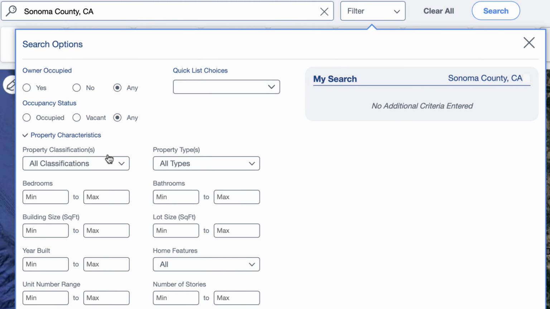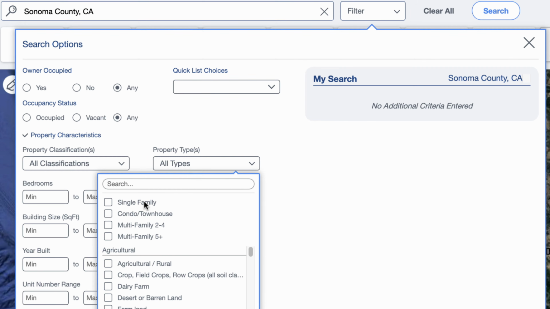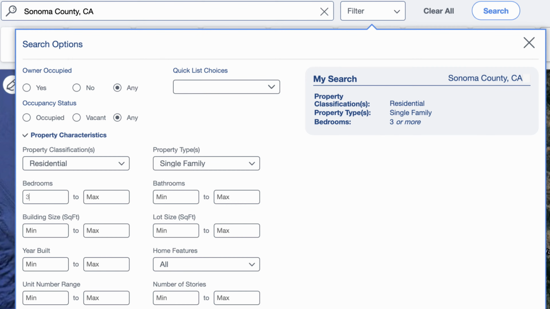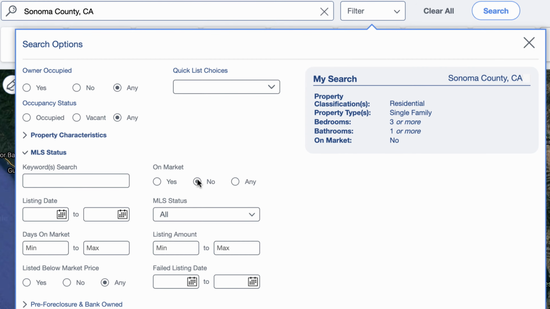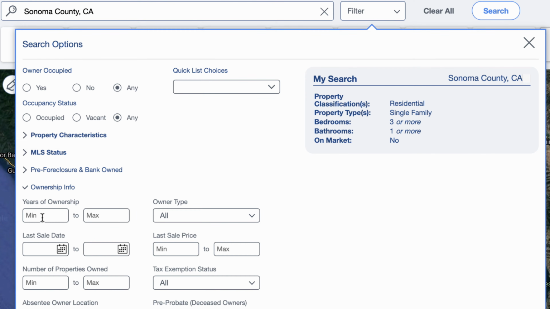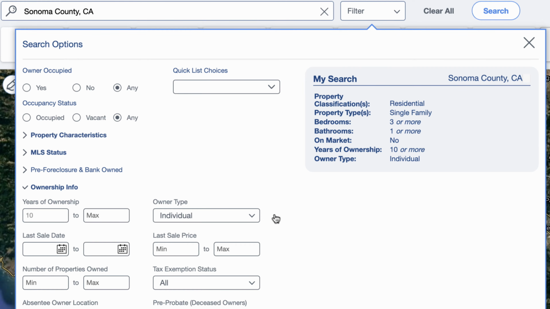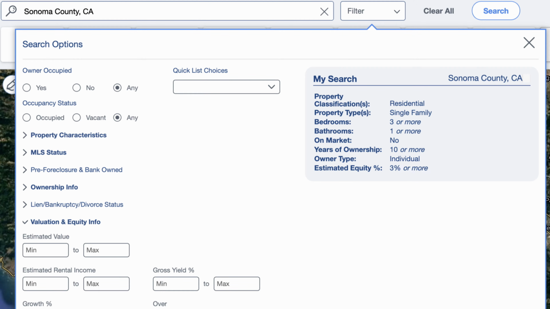Go to property characteristics, and we're going to look for just single family houses under the residential category. And then we want properties with 3 or more bedrooms and 1 or more bathrooms. And we want properties that are not currently on the market. And we want these people to have owned the property for at least 10 years. And the owner type should be an individual, not a company or corporation or trust or anything like that. And then the equity amount should be at least 35% or higher.